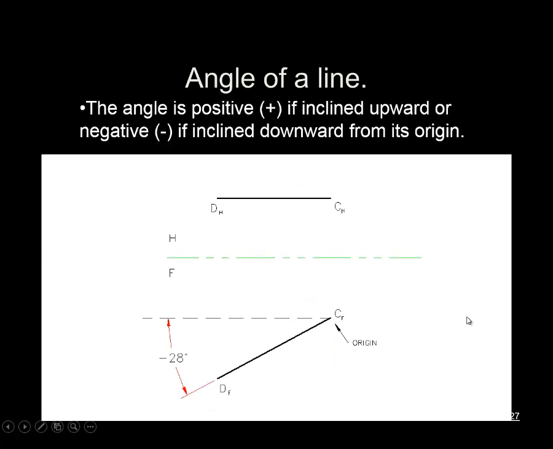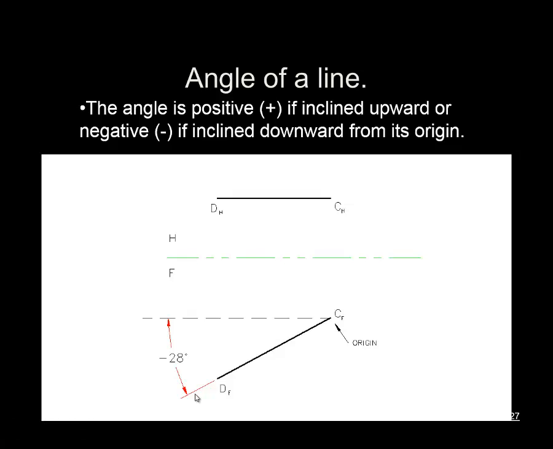Yep. So here's another example. Similar line. I can measure the slope because this is parallel to the front, so this is true length. And again, I don't need to draw this line. You can just measure it from the horizontal plane. The measurement would be 28 degrees. Then I need to determine, is it positive or negative? As I go from C to D, I'm going down away from the horizontal plane, so it's negative.